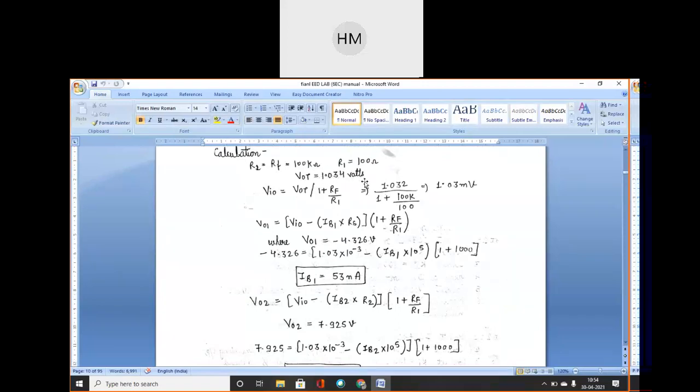VOT, we have found the output offset voltage as 1.034 volt. Okay, then VIO is equal to VOT upon this formula. VIO is 1.03 millivolt, and I have shown you that VIO typically from the data sheet of IC741 is approximately 1 to a few millivolts. So we can say that we are getting exact values by performing practically, and the ideal values are mentioned in the data sheet. Clear, students?